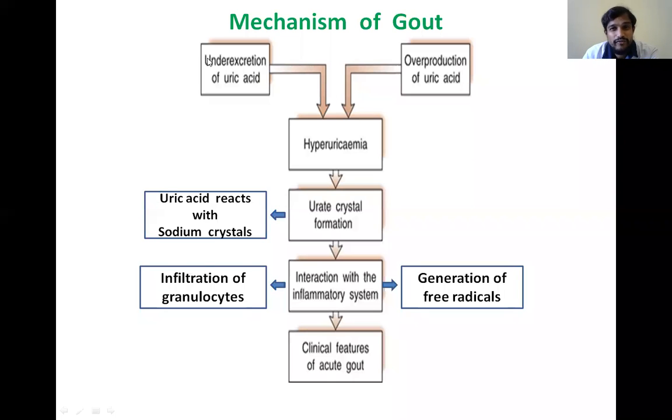So coming to the mechanism of gout, there is under excretion and overproduction of uric acid, which leads to hyperuricemia. This hyperuricemia leads to formation of urate crystals. The uric acid, which is increased in blood, will combine with sodium and form sodium urate crystals. These crystals will interact with the inflammatory system, that means infiltration of granulocytes and generation of free radicals occurs. And this leads to gout and the clinical features of gout.